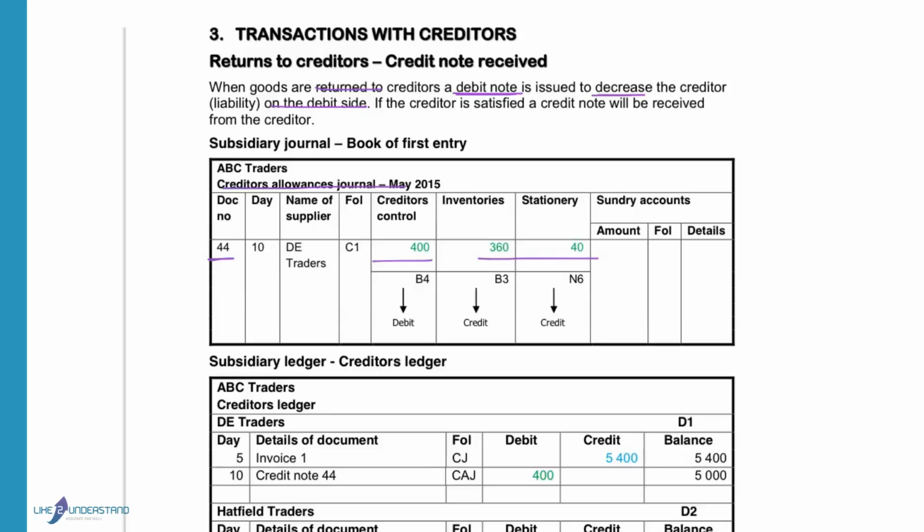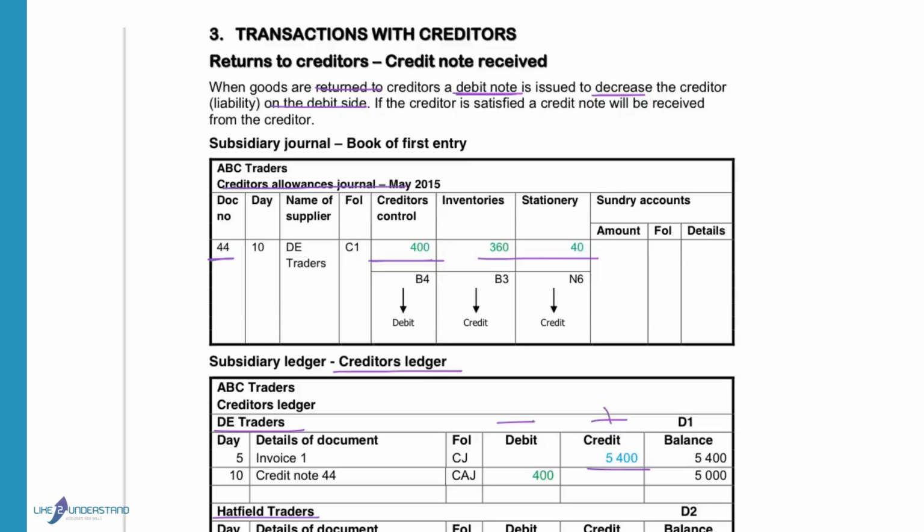On a daily basis, the entries will be recorded in the subsidiary ledger, that is the creditors' ledger in this case. So we have an account for DE traders and Hatfield traders. The first entries, the 5,400 and the 3,400, was completed in the previous exercise. Now we return goods, so we want to show that we owe the creditors 400 Rand less, and if we want to reduce a liability, we reduce a liability on the debit side and increase it on the credit side.